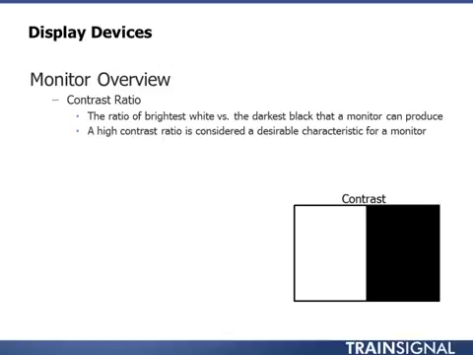Now another term we have here is something called contrast ratio, and this is the ratio of the brightest white versus the darkest black that the monitor can produce. And so, for what should seem obvious, a higher contrast ratio is considered desirable, because the whiter a white versus the blacker a black, that's the bigger range you're going to get. And so the colors that you produce in between are going to be that much clearer and much more well defined when we have a larger contrast ratio.